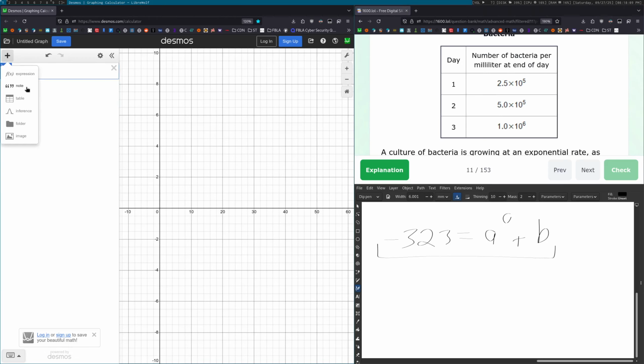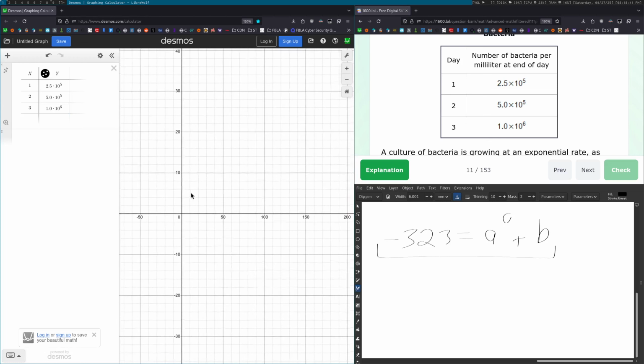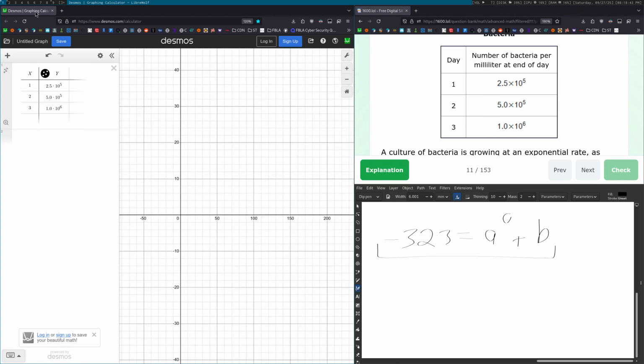I'm talking about regression. Regression is when you have a set of points and you want to find the rule. So let's plug that in. 1, 2, 3. I'm going to go through it again. I click on the plus sign and I click table. X, Y, 1, 2, 3. 2.5 times 10 to the 5. 5.0 times 10 to the 5. 1.0 times 10 to the 6.